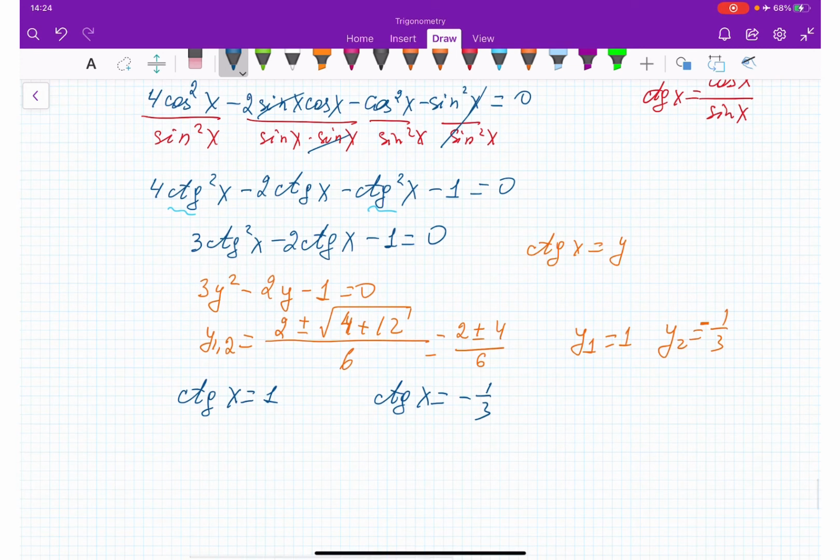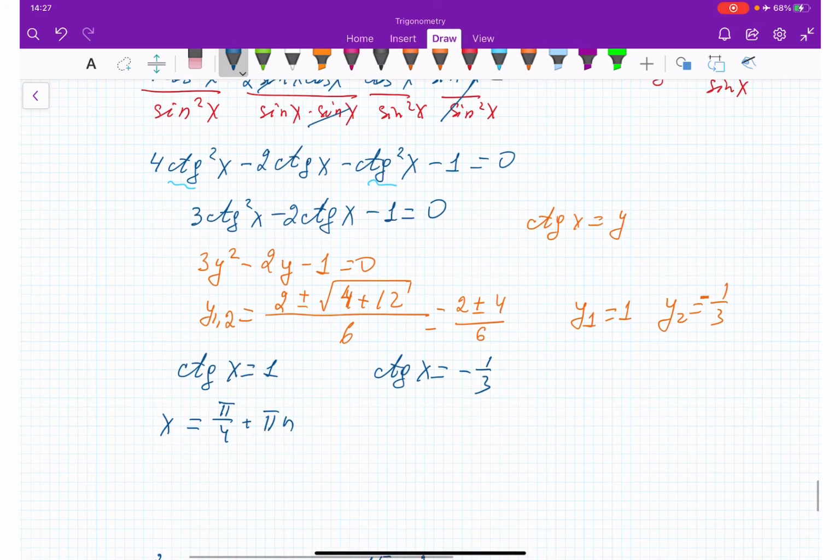Okay, so from here, when will cotangent be 1? Tangent is sine by cosine, cotangent is cosine by sine, right? So we get 1 when sine and cosine have the same value. If you open your unit circle, you will see only 45 degrees, which is pi over 4, has the same value. Therefore, cotangent 45 and tangent 45 are both going to be 1. So pi over 4 plus pi n.